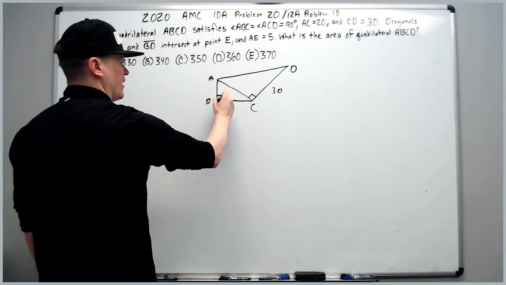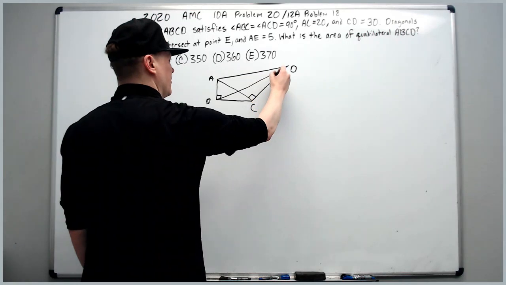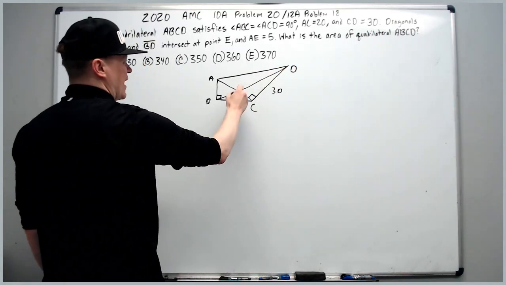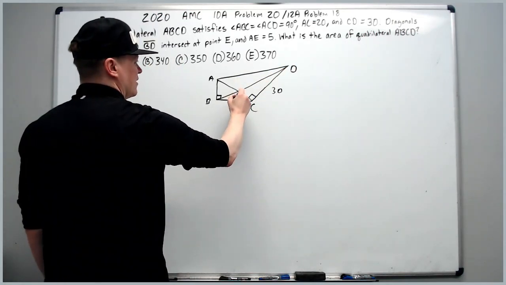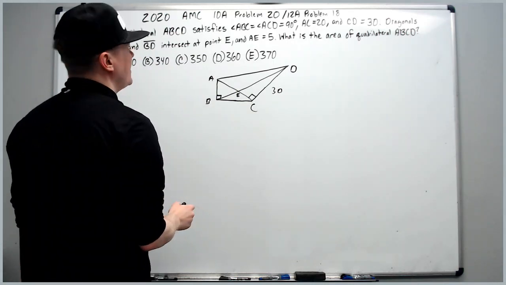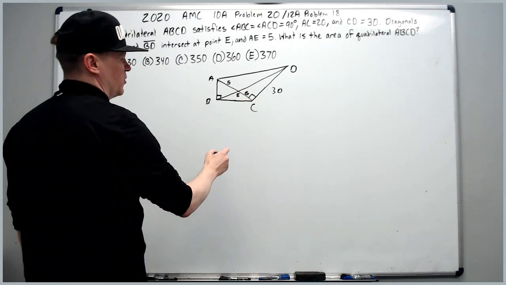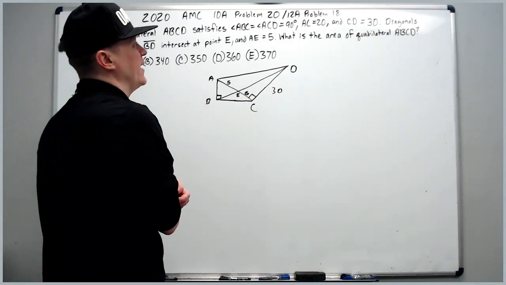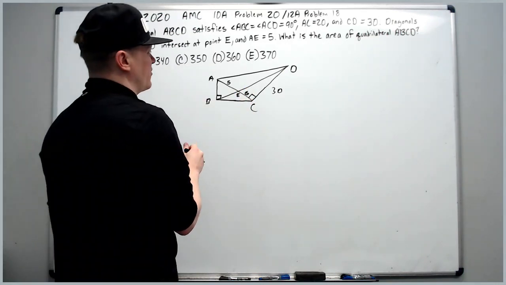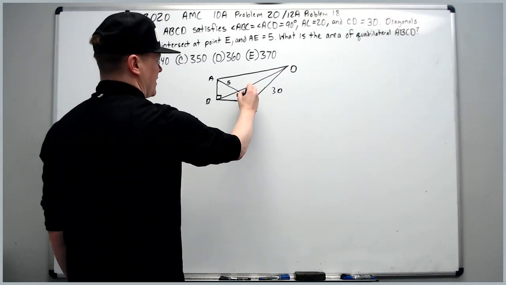Diagonals AC, which is drawn, and BD, which I have not created yet. Let's draw that. Meet at E. And AE is 5, which means this is 15. Don't worry about if it's that accurate or not. What is the area of quadrilateral ABCD?